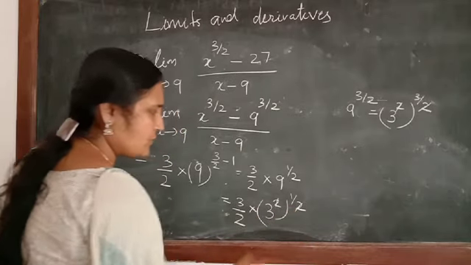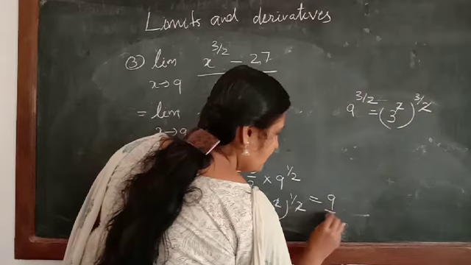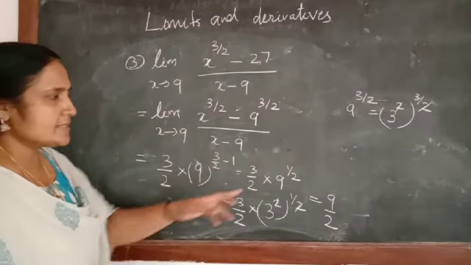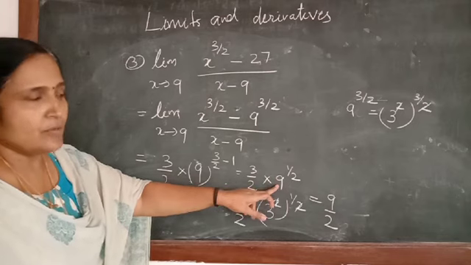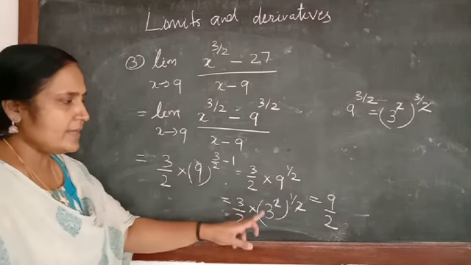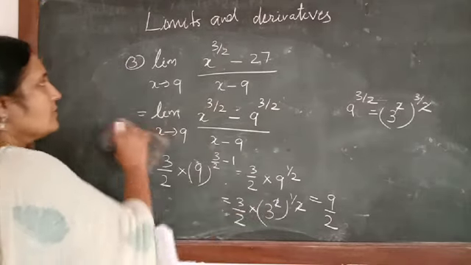So here 2 and 2 will get cancelled. We will get here 3. So it will be equal to 9 by 2. Otherwise here only you can write square root of 9 is 3. That depends on you. If you know, then directly you can write. Otherwise you can rewrite in this way. Okay. Now the next question.